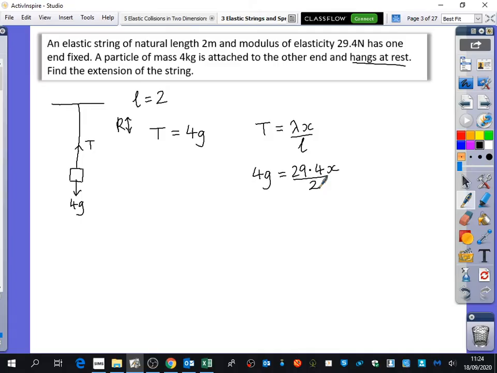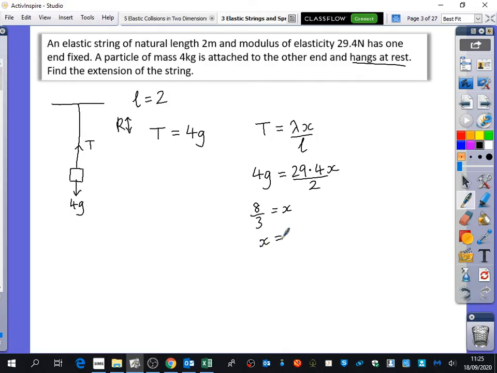Does anybody recognize what they think 29.4 is in terms of G? It's 3G, because it's a weird number, so that's actually 3G over 2, so it becomes 8G over 3G, which is just 8 over 3. Okay, you could just put it in your calculator with G, but 29.4 to me made me go, huh, that's a weird number, I wonder why they've done it. It's a multiple of G, okay? So x is equal to 8 over 3.